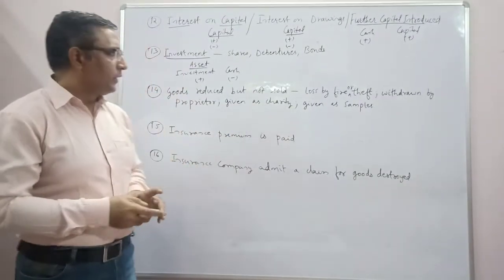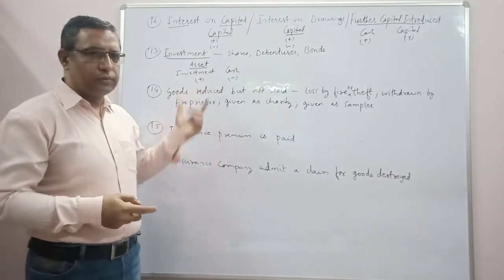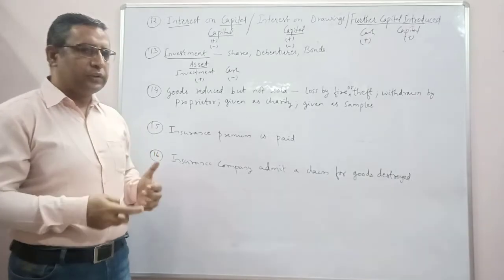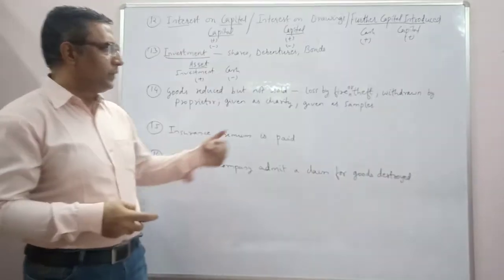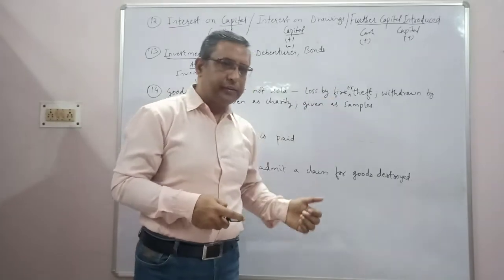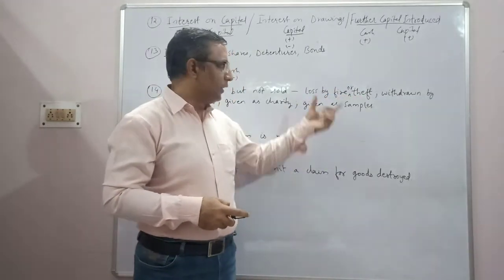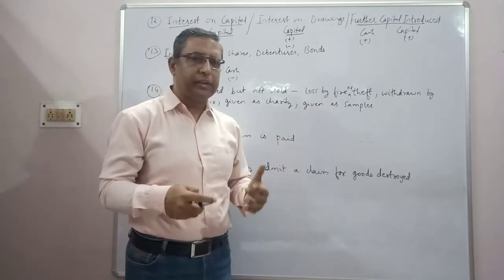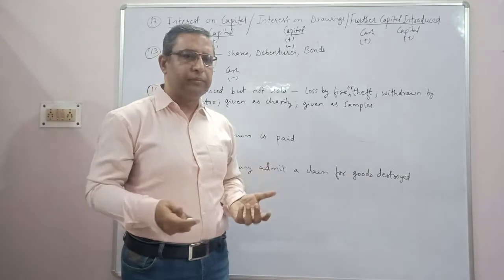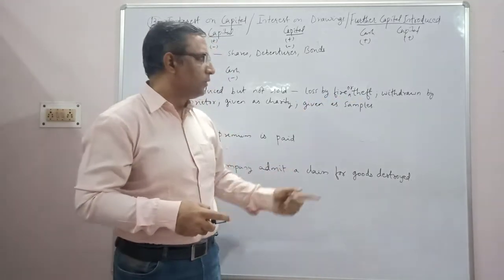Now we take other transactions where goods are reduced but they are not sold. There is a reduction in the goods available with us, but we are not selling them. For example, there is a loss by fire or there is a theft. When the goods are stolen or destroyed by fire, in both cases we are not receiving any money. We are not selling them, but our stock is reduced.